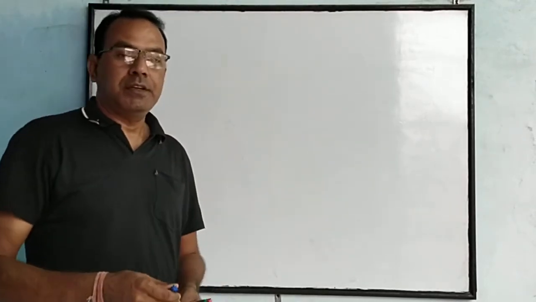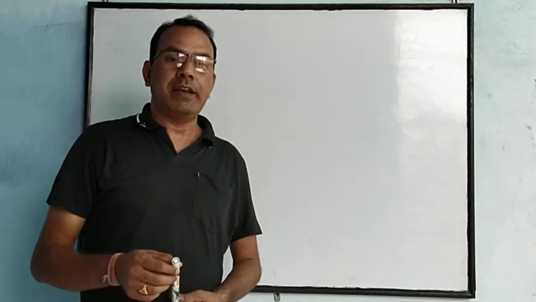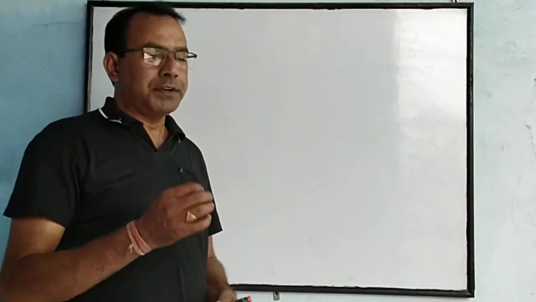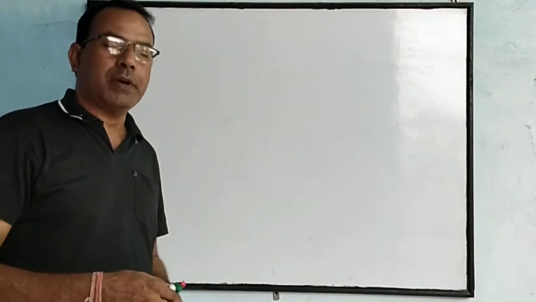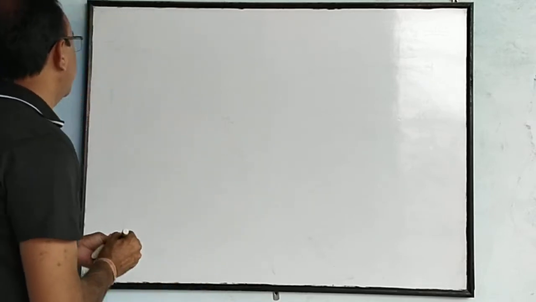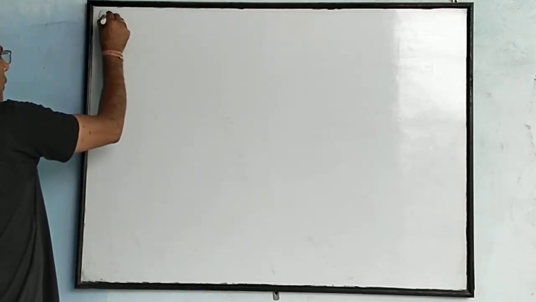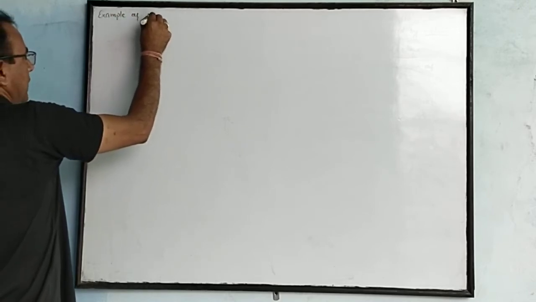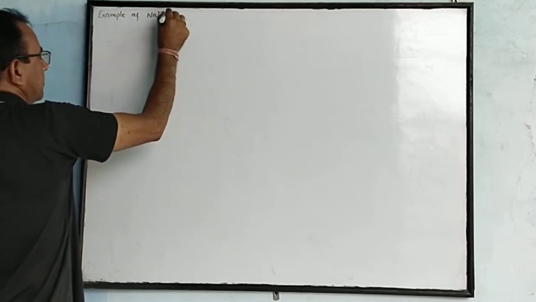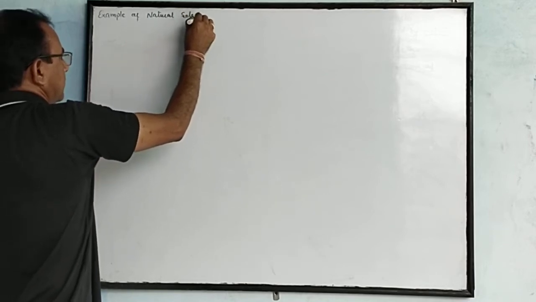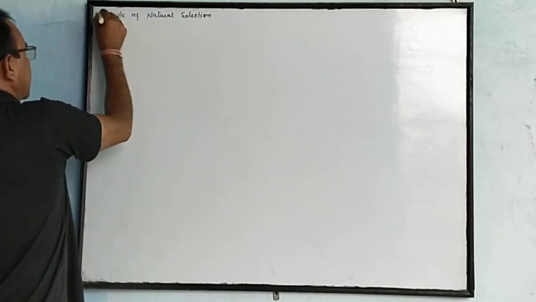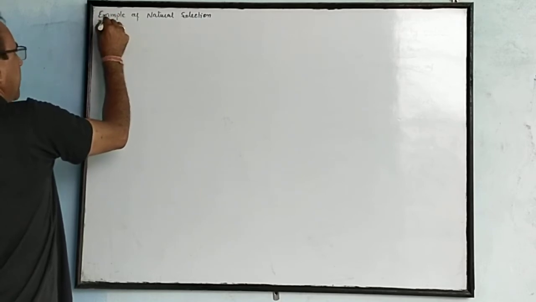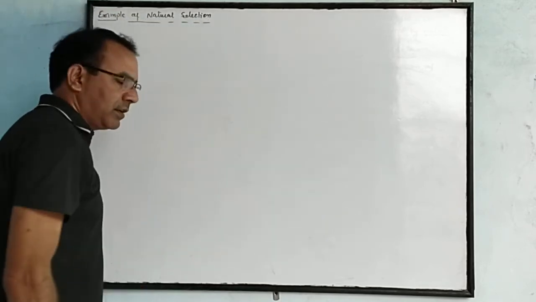Hello students, in this part we will discuss an example of natural selection, which was proposed by Charles Robert Darwin. The natural selection law was proposed by Charles Robert Darwin.